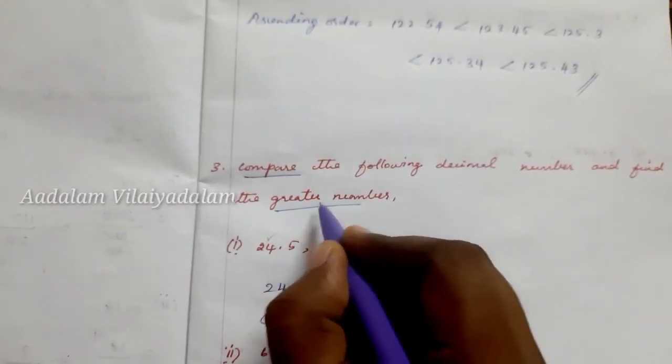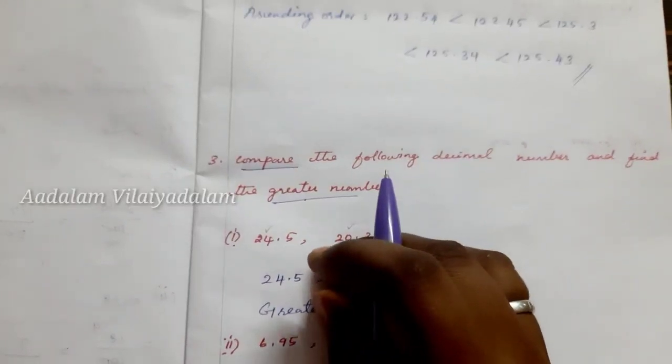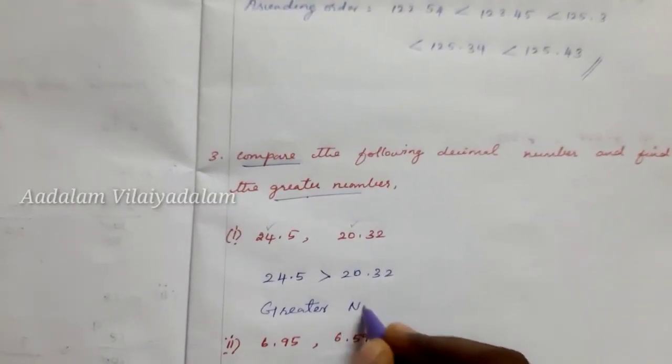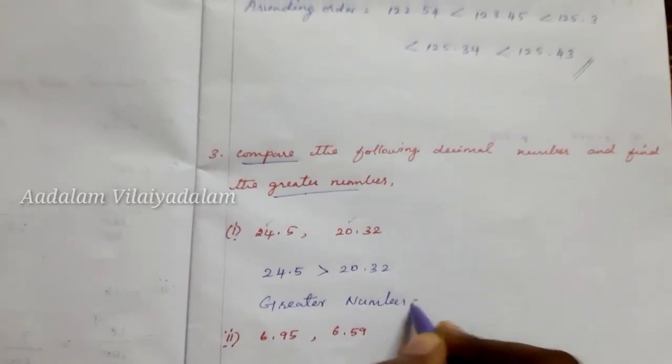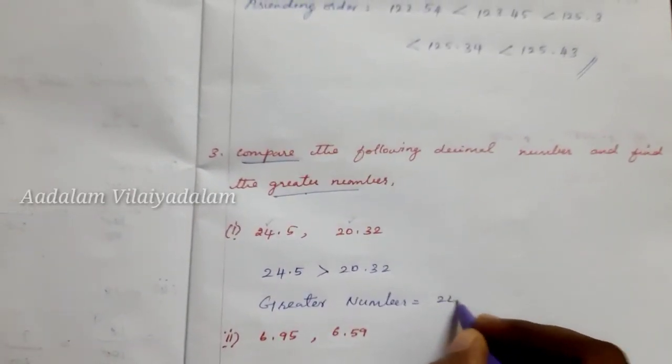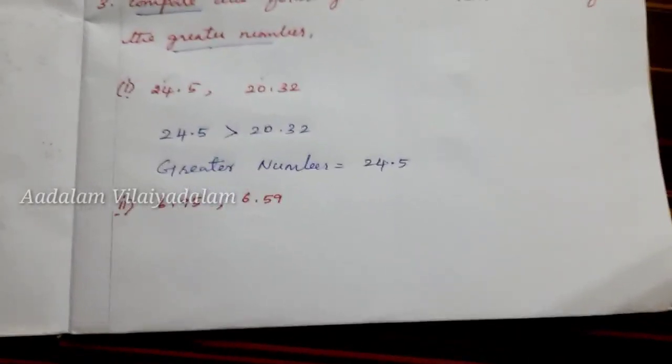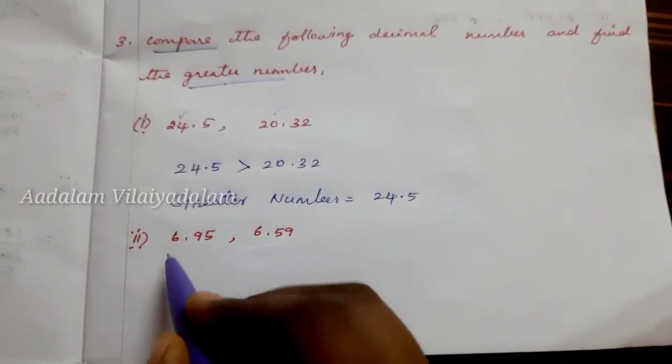Because the open end of the symbol denotes the bigger number and the tip denotes the smaller number, here we need to find out the greater number. So the wide open side will be at 24.5, which is the greater number. We can conclude that it is 24.5.